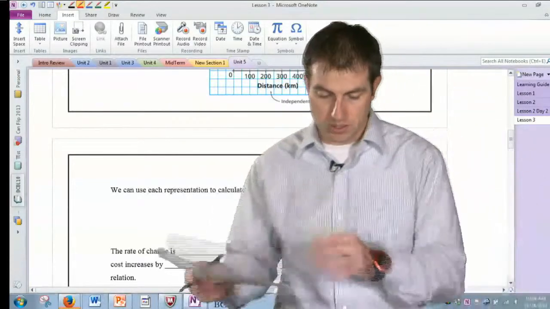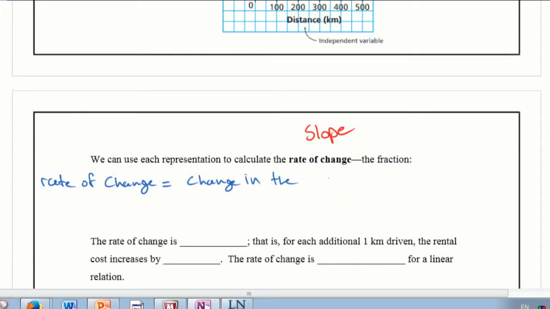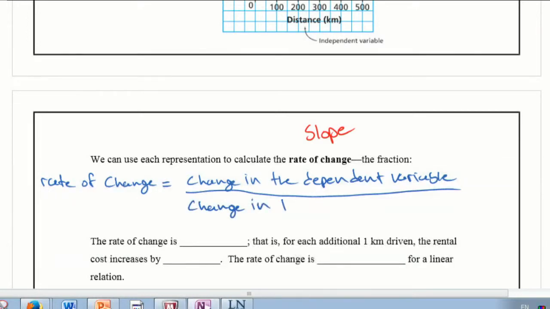So when we're talking about the slope, or the rate of change, we need to talk about our fancy definition. So the rate of change is equal to the change in the dependent variable divided by the change in the independent variable. So that is the rate of change.